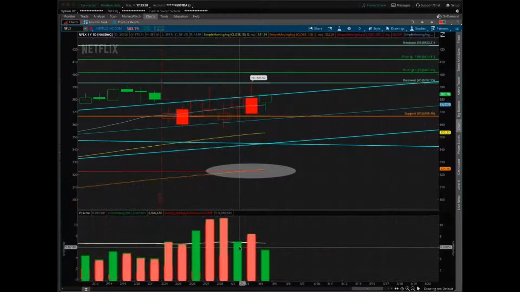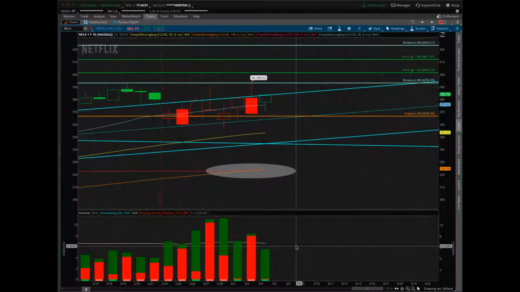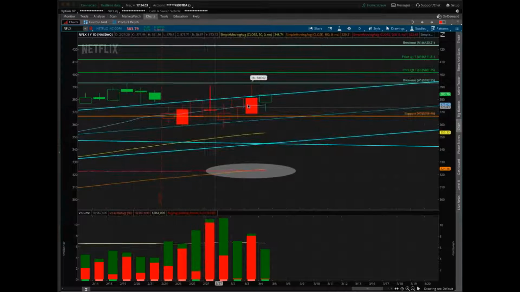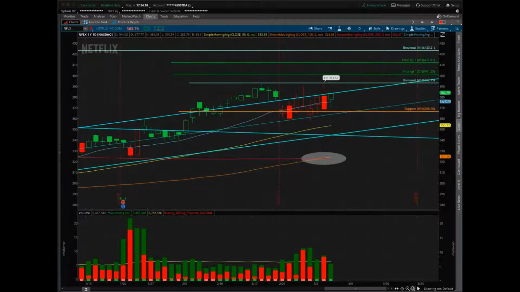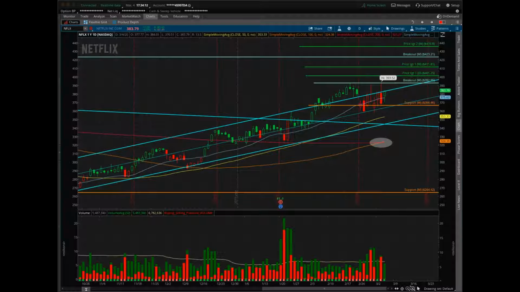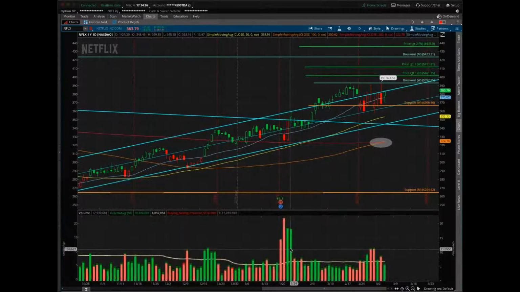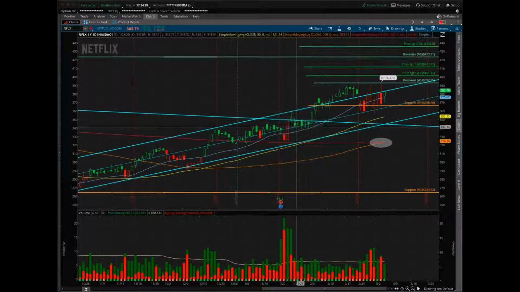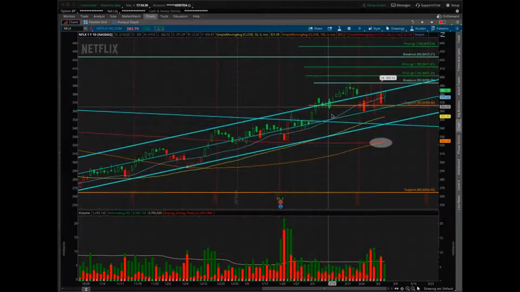1, 2, 3, 4, 5, 6, 7 days of above average volume. But you notice that the stock price hasn't gone anywhere. So that's something to be interested in, right? Because there's a lot of volume being exchanged at this point, but the price isn't going anywhere. A lot of volume, but price isn't moving. Here, there's a lot of volume, price didn't move, and then it shot up.